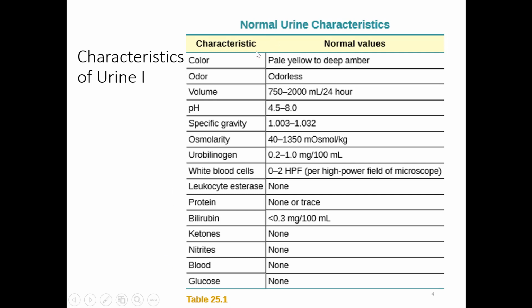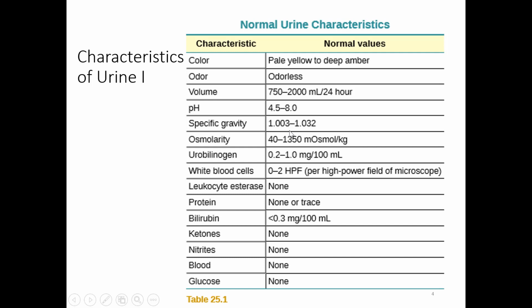Urine characteristics. Usually the color of urine is from pale yellow to deep amber. It's odorless or almost odorless. Volume should be from 750 milliliters to 2 liters a day, and it depends on how much you drink and how much you sweat. pH of urine can vary from slightly acidic, 4.5, to slightly alkaline, like 8, and it depends mostly on the food we consume and drinks.